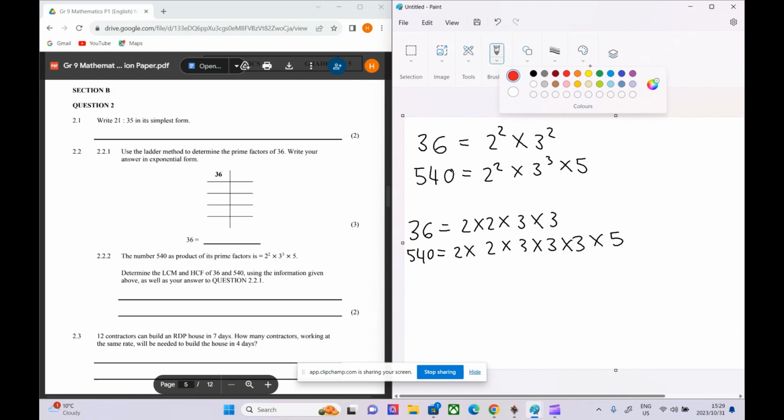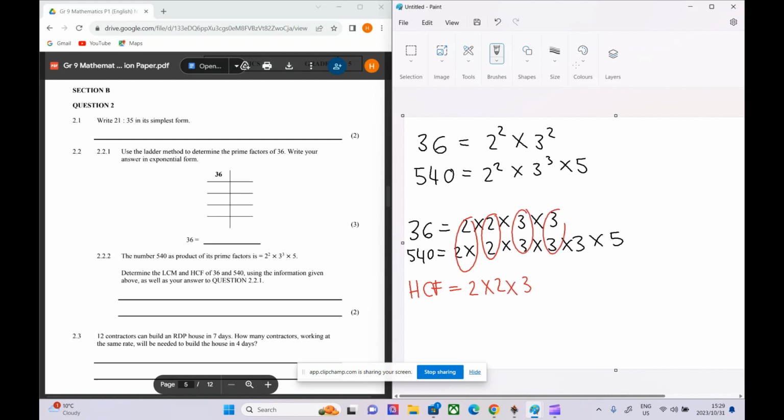So first of all, we want the highest common factor. How you find the highest common factor is you just choose the prime factors that are common to both. So we could say there's a 2 and a 2 there, so we can write that down. So we're circling all the numbers that are in both. A 3 and a 3, we can write that down, and a 3 and a 3. So write that down. And this is how we work out our highest common factor. So it's all these factors that are common.